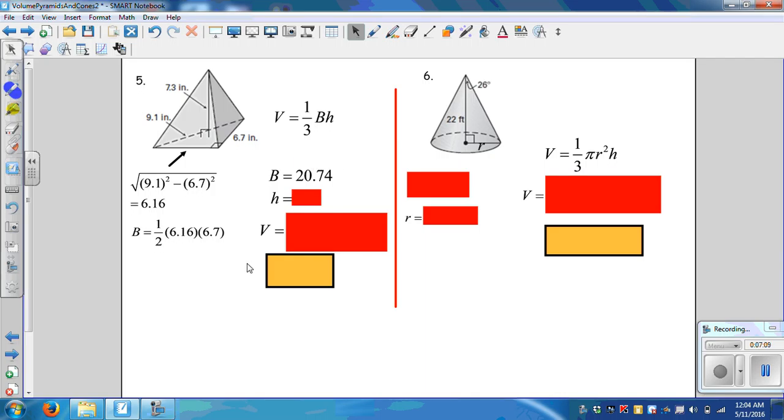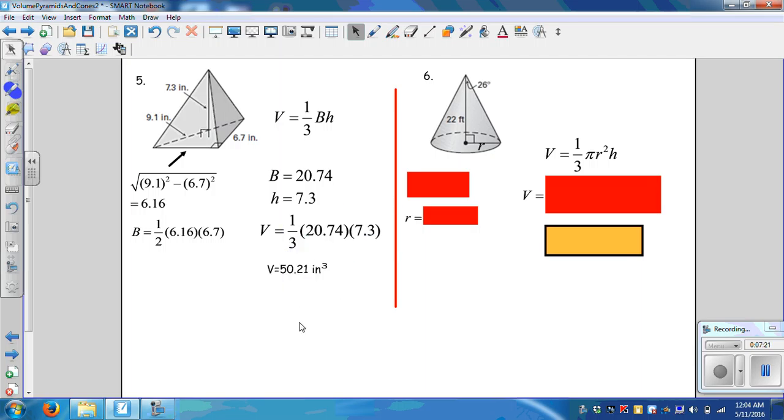And I am going to go ahead and use decimals since I'm already working those. And they tell you the height is 7.3 inches. So volume will be 1/3 times the base times the height, which gives me 50.21 inches cubed.